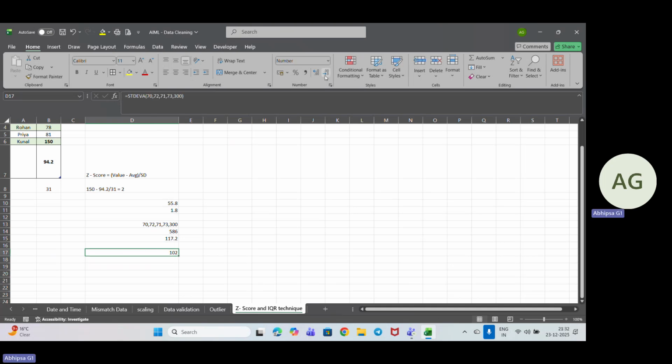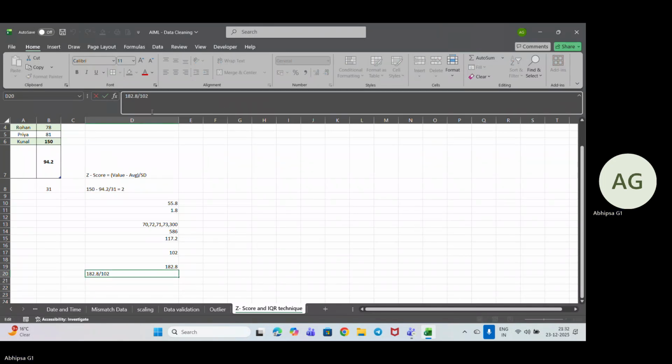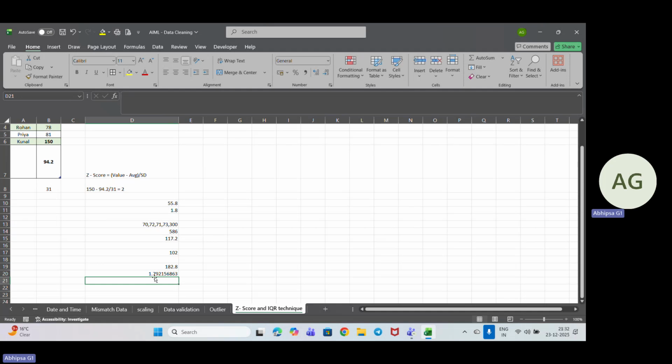So let's just take it as 102, right? So 300 minus 117.2, we will be doing. So 182.8 divided by 102, we will be getting the value 1.79, so 1.792 is what we are getting here. So that is also coming within the range, right? So that is easier.